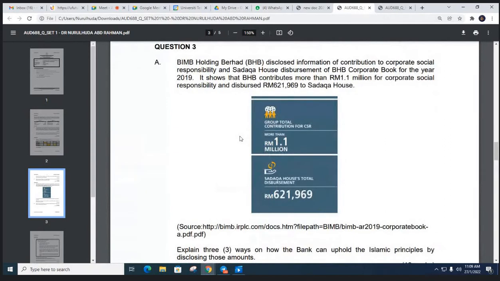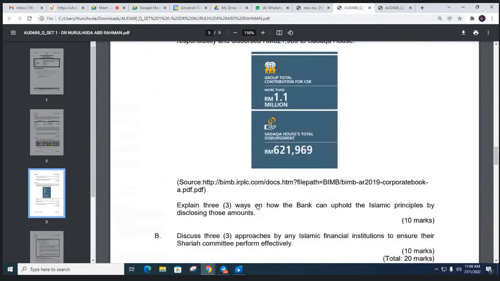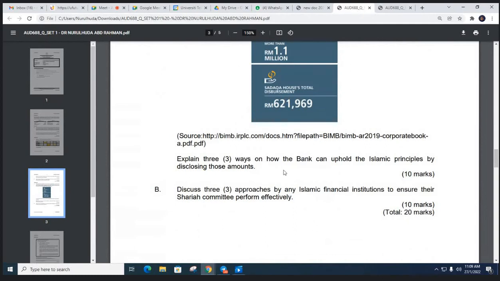So the IMB disclose information of contribution to CSR. Ni macam dah buat soalan ni. It shows that BHB contribute more. Okay. Explain 3 ways on how bank can uphold the Islamic principle by disclosing those amounts.